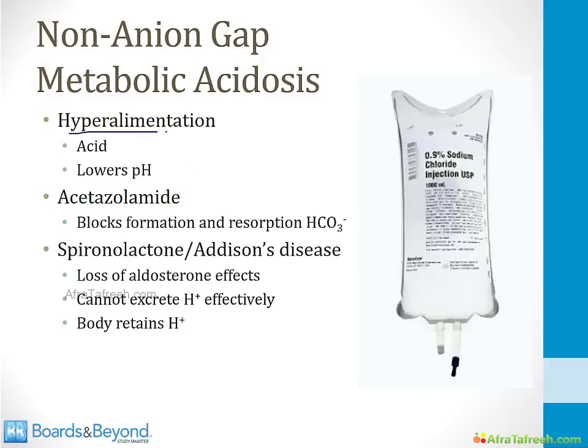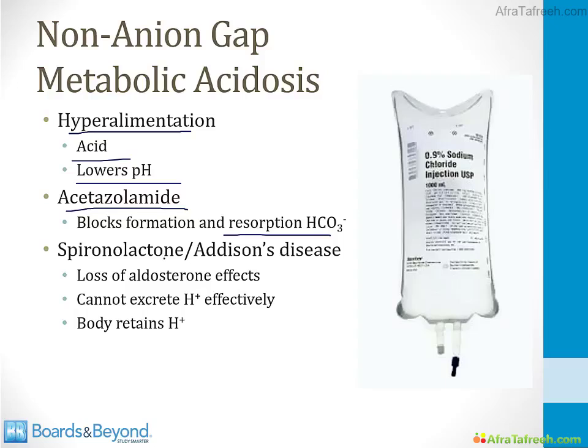One is hyperalimentation. So patients who are unable to take in nutrition orally are often given intravenous nutrition. This is called hyperalimentation. And many of the amino acids in that nutrition are acidic, and so depending on the makeup of the hyperalimentation, this can lower the serum pH and cause a non-gap acidosis. Acetazolamide is a carbonic anhydrase inhibitor. I talk about this drug in the video on diuretics. It blocks formation and resorption of bicarbonate, so it will cause a non-gap acidosis, and that's by design. This drug is often given to people who have an alkalosis and is given on purpose to cause an acidosis.